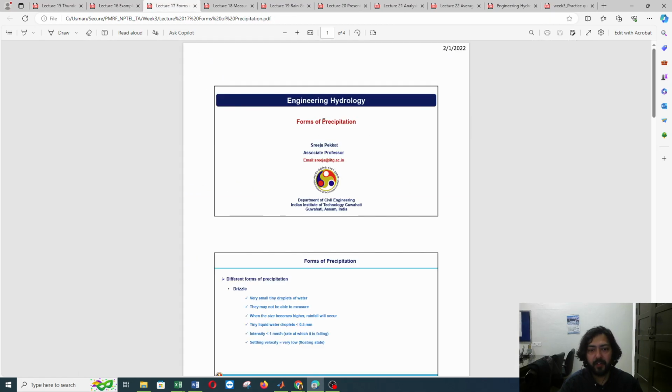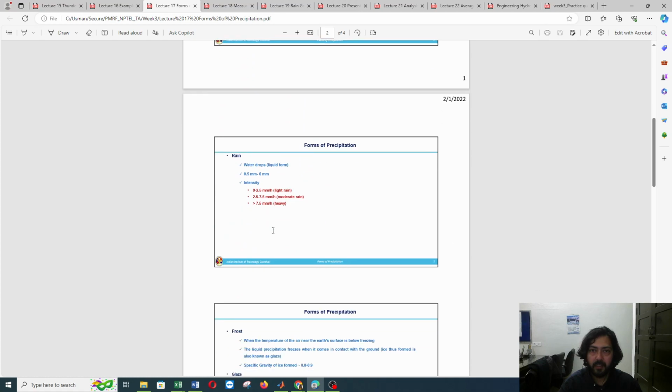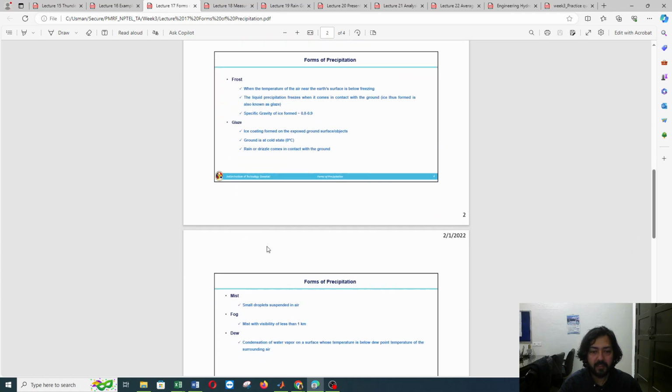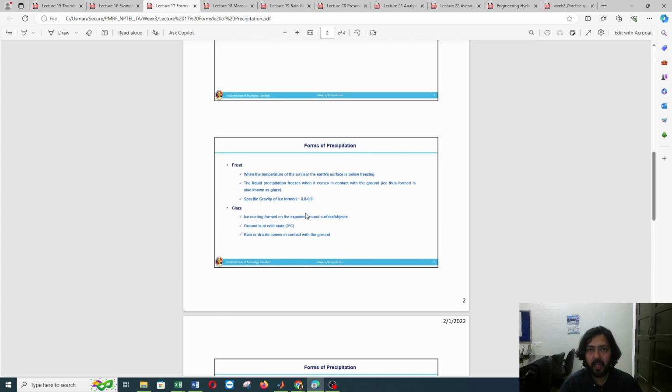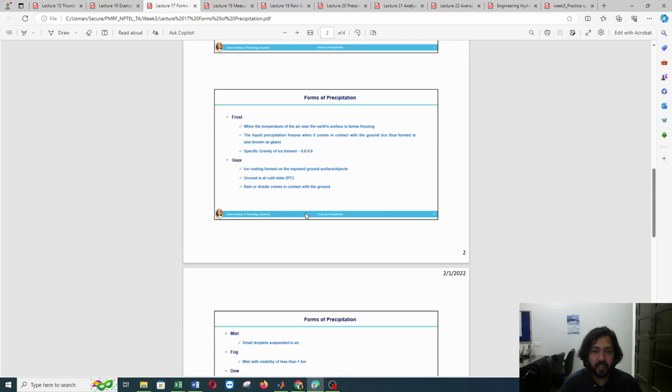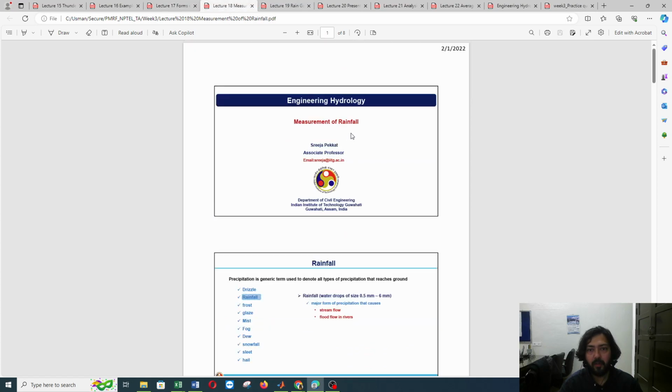Then we discussed different forms of precipitation. We divided the forms of precipitation into liquid and solid. In the liquid state we talked about drizzle, then we talked about rainfall, right? Then in the solid state we talked about glaze, we talked about mist, we talked about rain, we talked about hail, and we talked about snow. So these are the different forms of precipitation. Then we only focused on rainfall, which is the liquid form of precipitation.